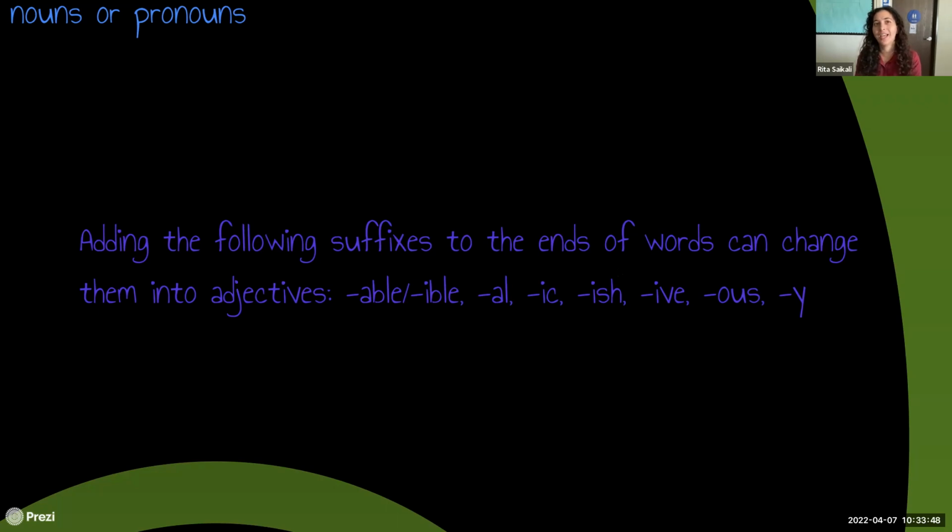All right. How do we know in the sentence which words are adjectives? Typically, they have an ending. So it has a suffix as the ending of a word that is like able or able.